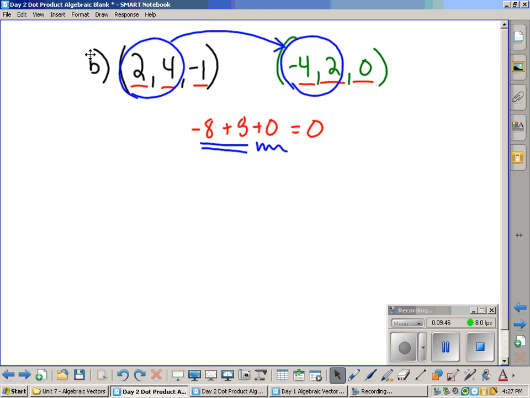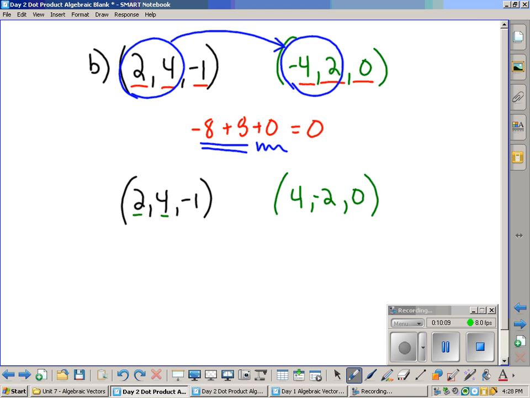Again, it doesn't have to be those 2. So if I'm going to go with 2, 4, negative 1, I'll stick with the first 2, switch those. This time, instead of making the 4 negative, I'm going to make the 2 negative, and then make the third one 0. That is going to be perpendicular as well.